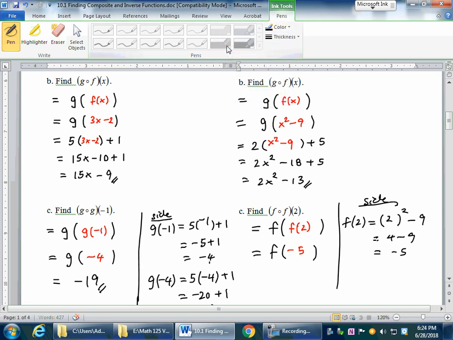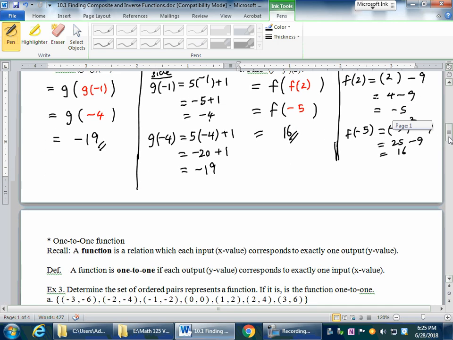And the final answer should be the f function evaluating at negative 5. That is input squared minus 9, which is negative 5 squared. That will be 25 minus 9, which is equal to 16. So I got my answer, 16, on this problem. And that is the composition of functions.